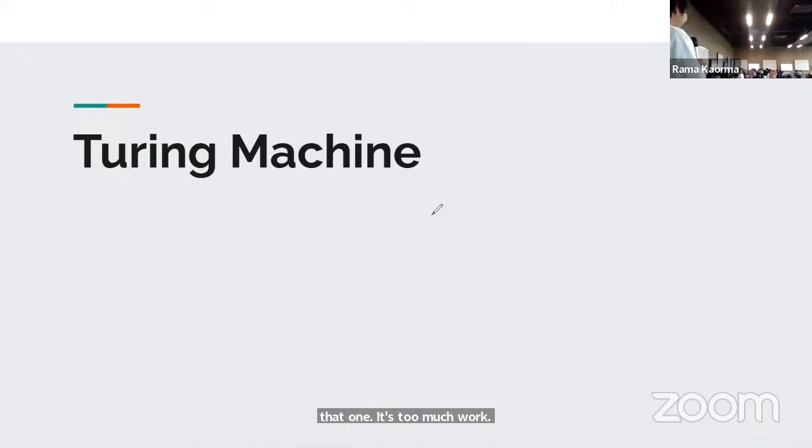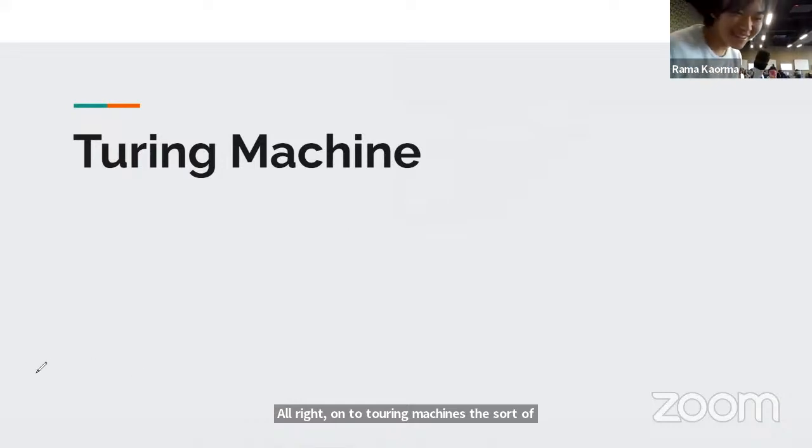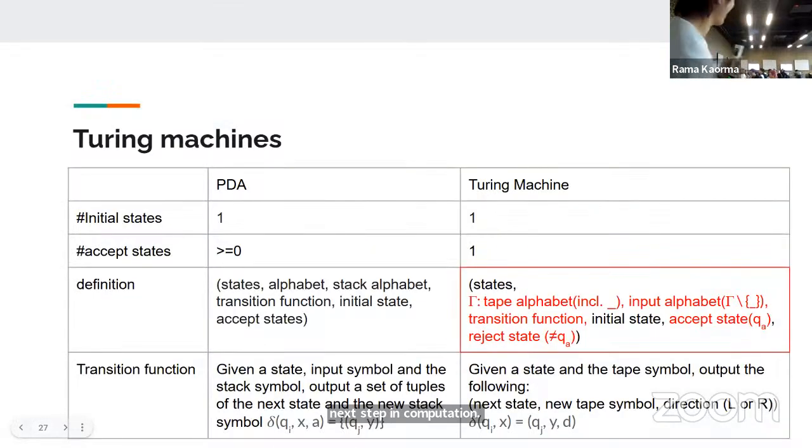Hello. All right. Thank you, Thomas. All right, on to Turing machines, the next step in computation. Just some stuff to highlight the differences from the previous automata. As usual, there's one initial state, and PDAs can have multiple accept states, while Turing machines have one accept state.